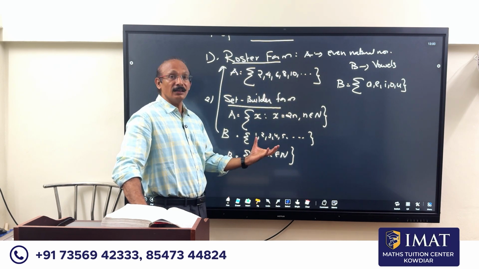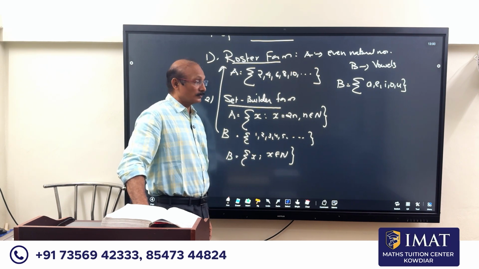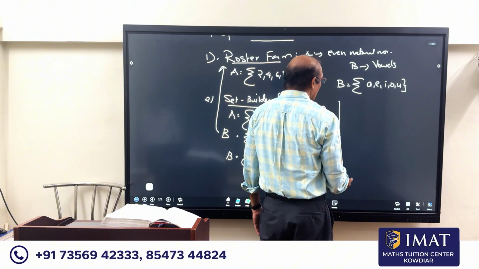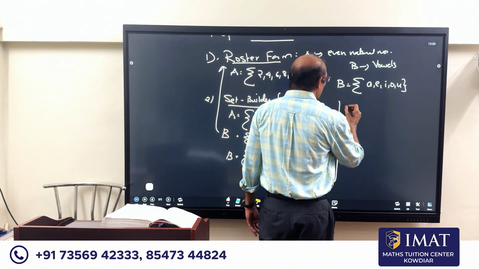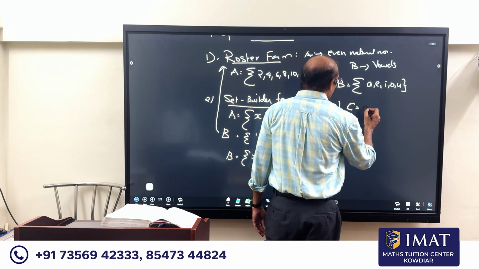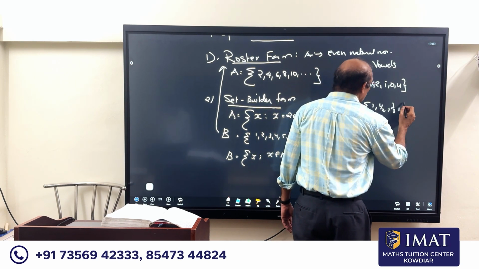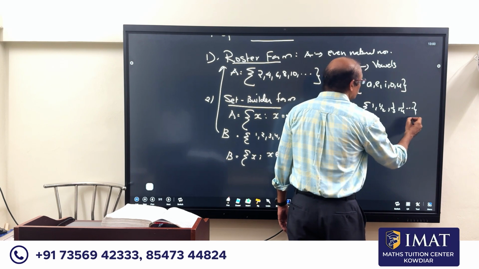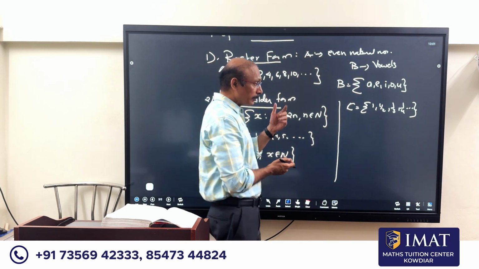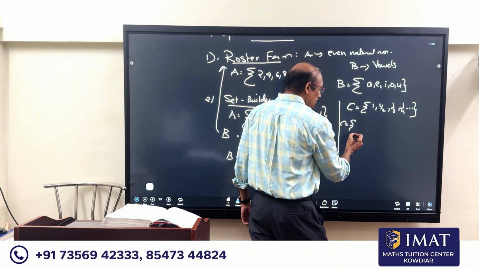How to write in the roster form, or sorry, in the set builder form. Okay. Say for example, I take another case. Suppose I say a case like this. I am saying a set A is equal to the set 1, 1 by 2, 1 by 3, 1 by 4, etc. This representation is the roster form. Let me write this in the set builder form. So this is equal to set builder form.